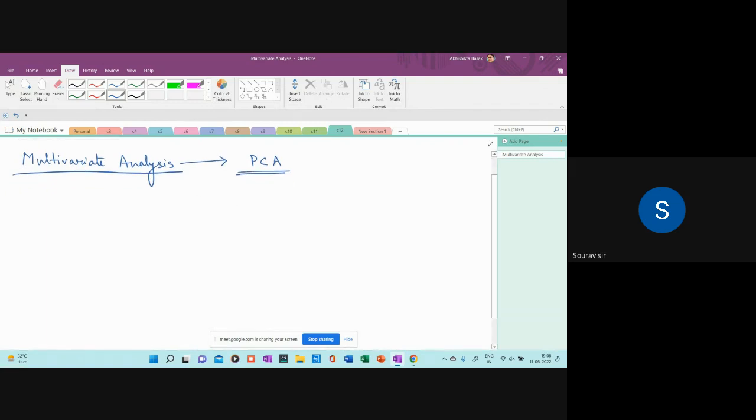What is actually PCA? Principal component analysis. Why is this method used in multivariate analysis? Number one, why this method is used. Number two, when this method is used. So first we should start discussing in reverse order, when this method is used rather than why this method is used. So when and why almost give you a similar answer. So suppose we have a multivariate data set.